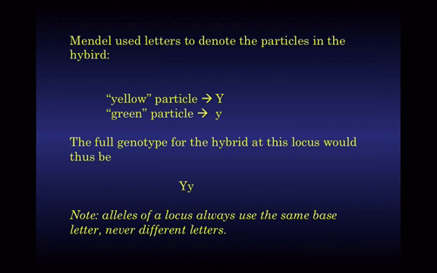Now, it's very important to note that alleles of a locus, so the different versions of a given gene, always use the same base letter. So it wouldn't be appropriate here to use, say, a Y and a G for yellow and green. If we're going to talk about these two particles as alleles of the same gene, then we need to specify that they are alleles of the same gene by using the same letter. If we use a different letter, that would be confusing. So when you're picking out your characters for assigning to alleles, make sure you use the same letter for different alleles of the same locus.